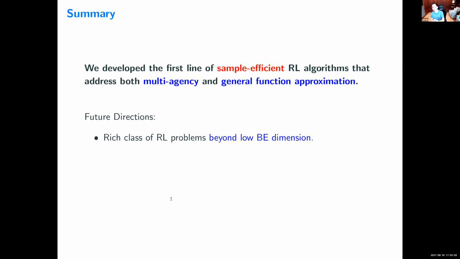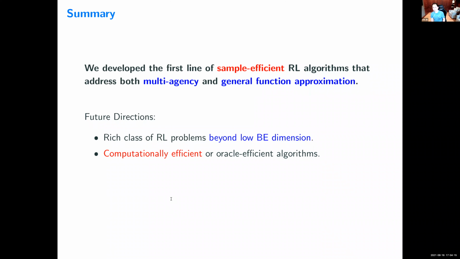We don't need to input the Bellman-Eluder dimension. The algorithm can be independent of that number. So we are wondering whether we can identify some rich class of reinforcement learning problems that is beyond the low Bellman-Eluder dimension, that can be handled by this algorithm as well, or by some variants of this algorithm.